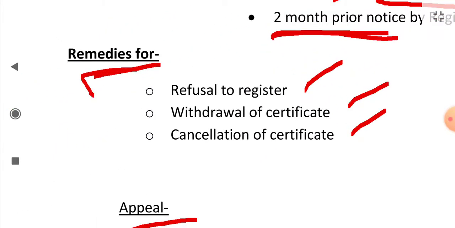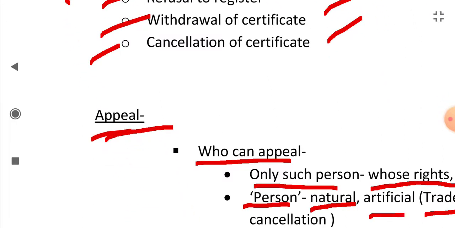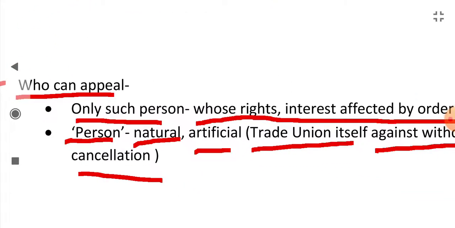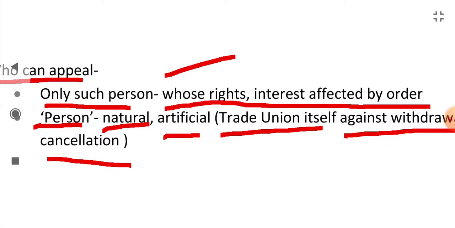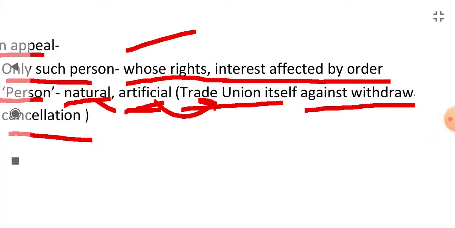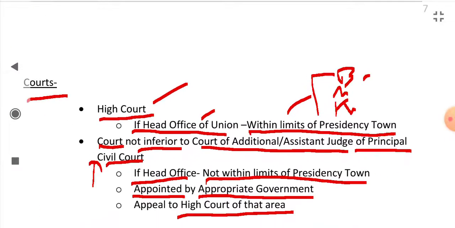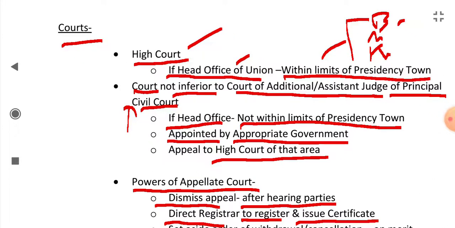The remedy for refusal to register or withdrawal or cancellation of certificate is appeal. Who can appeal? Only such person whose rights have been affected by the order, and the person can be natural or an artificial person. Like the artificial person, the trade union is an artificial person. It itself can appeal against the withdrawal or cancellation. Where will the appeal be? The appeal can be made to the courts. One is the high court if the head office of the union is within the limits of presidency town, Bombay, Madras, and Kolkata, then the appeal will be made in High Court.